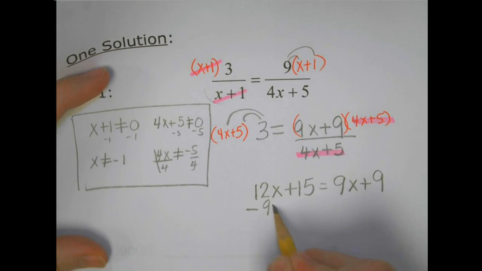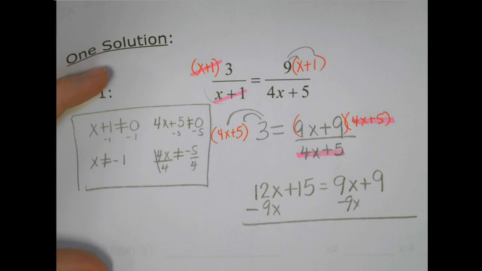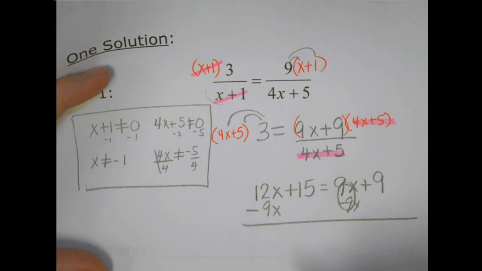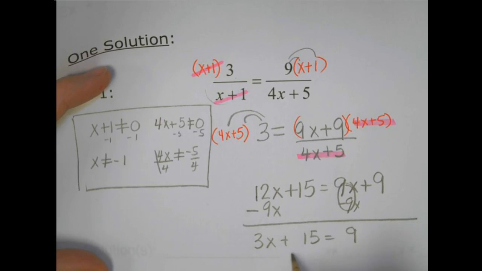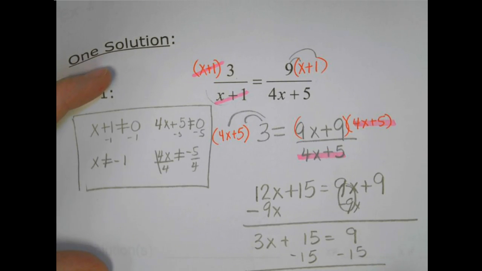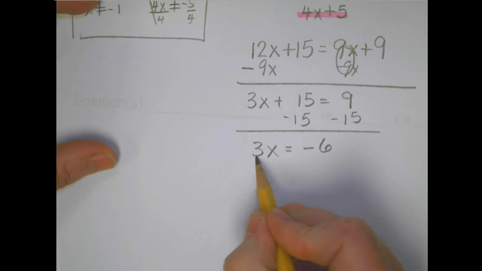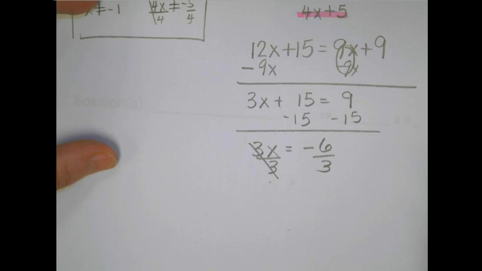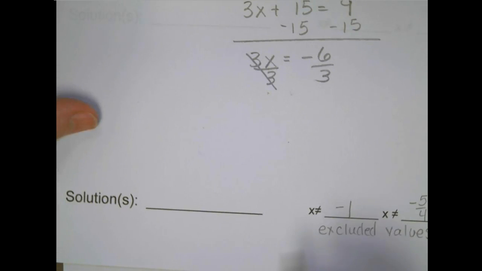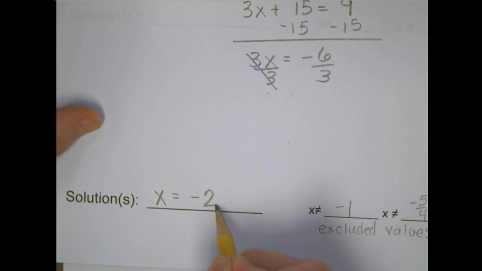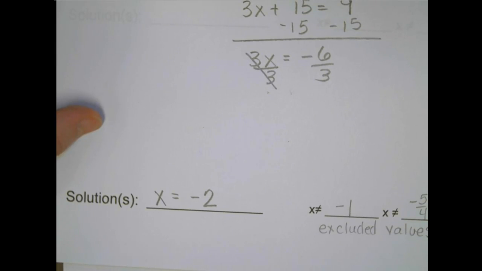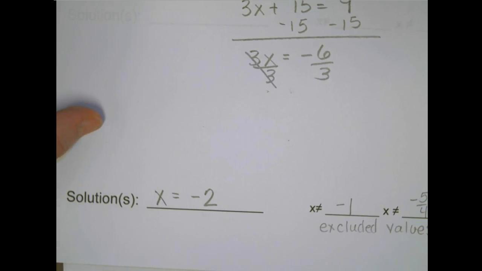Need to get my x's together. Subtract 9x to zero this part out. Subtract 15 to get my whole numbers together. Divide by 3, and x is equal to negative 2. x is equal to negative 2.